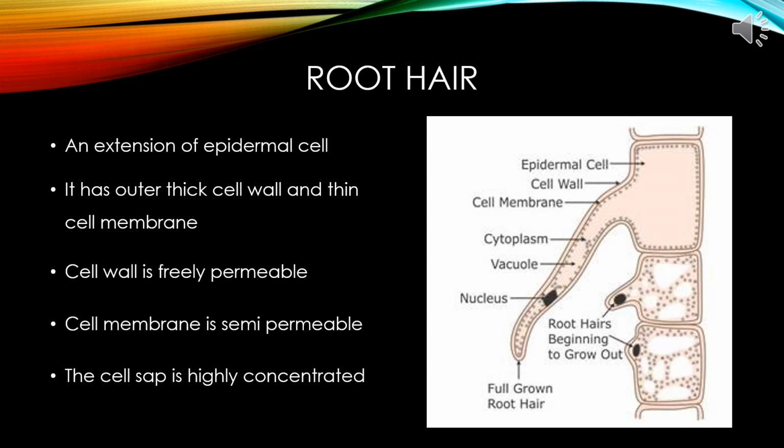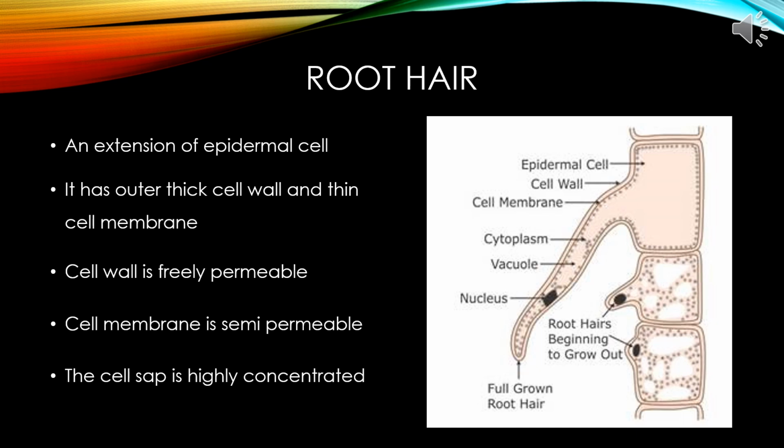You know the characteristic of cell wall and the plasma membrane. Cell wall is freely permeable. That means it allows all the materials to pass through it. But the cell membrane is semi-permeable. That means it allows only certain materials to pass through it.